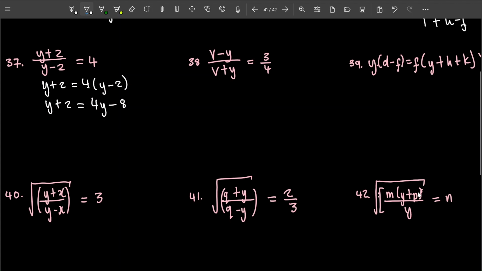And I'm going to take the y to the left. So it's going to be 2 now. 8 is coming, it will be plus 8. It will now be equal to 4y minus y. 2 plus 8 is 10, is equal to 4y minus y, which is going to be 3y.